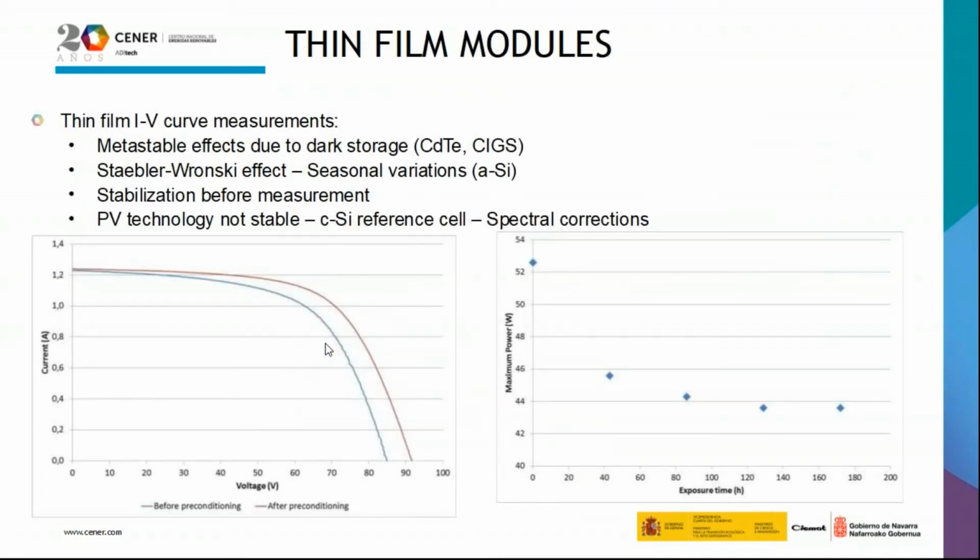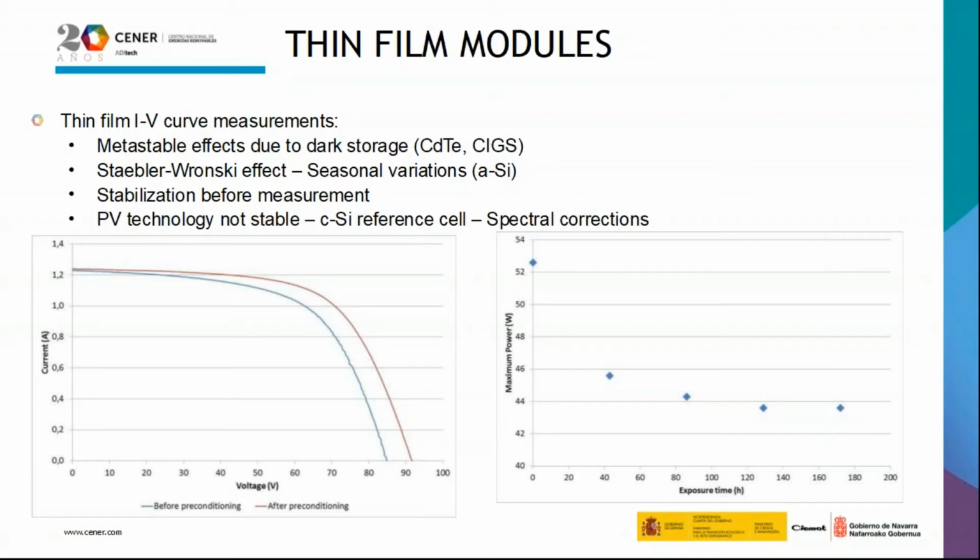Some important aspects related to thin film modules. There are some technologies like cadmium telluride or CIGS, for example, that have metastable effects. So that means that when the module is shipped to the laboratory, when we get it out from the box, the maximum power is different than under stabilized conditions.